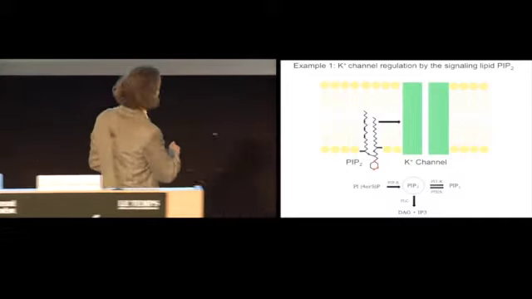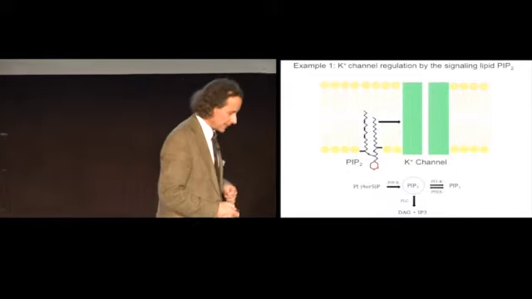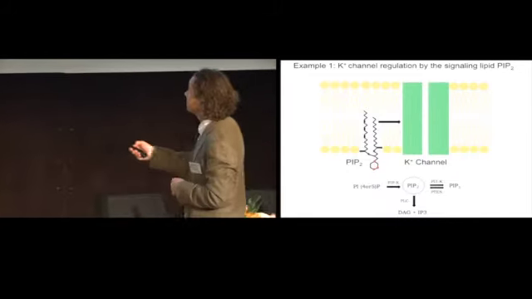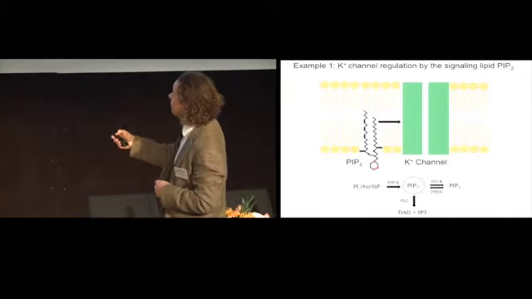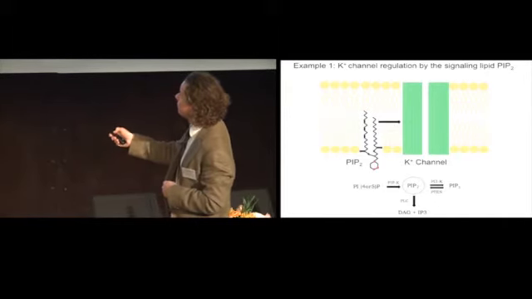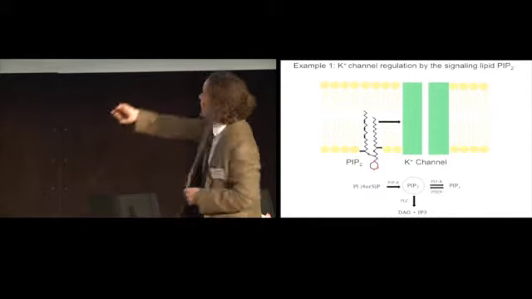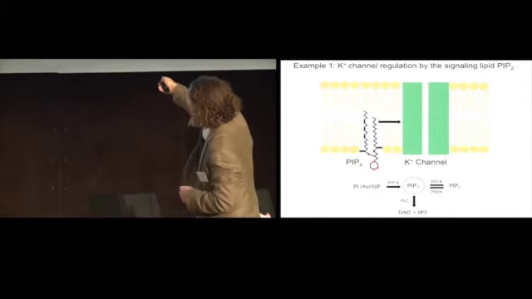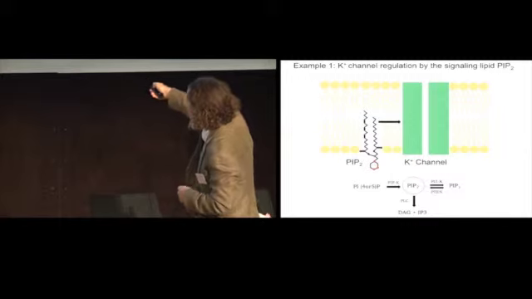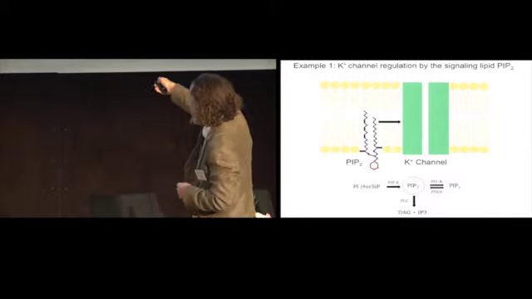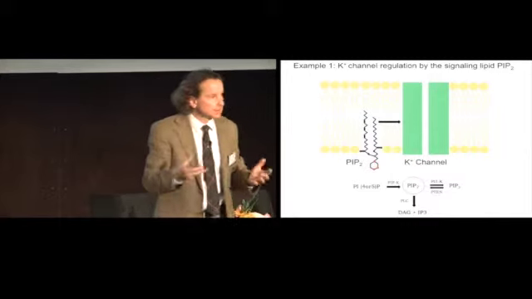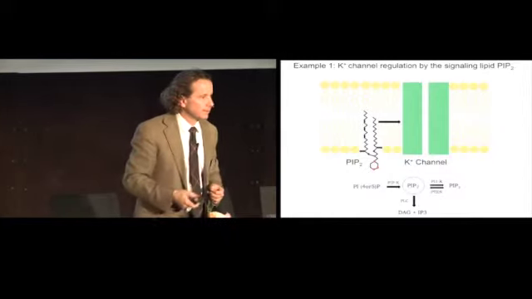This will start to rotate in about 3 seconds. So this is the channel without PIP2 in the crystal, and this is the channel with PIP2. And in fact, PIP2 is bound here, 1 on each subunit, so there are 4 in a ring. And you notice there's an architectural difference here.